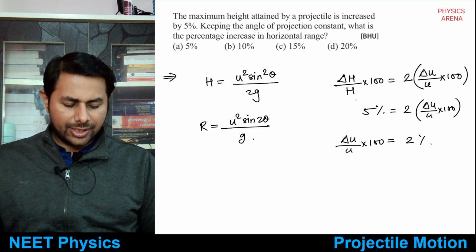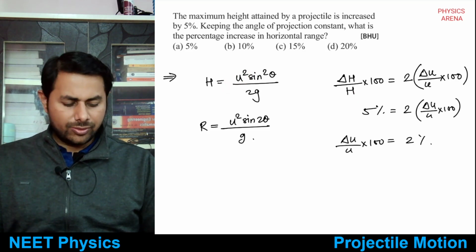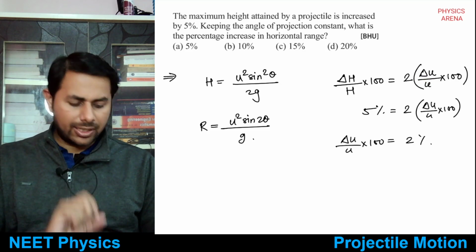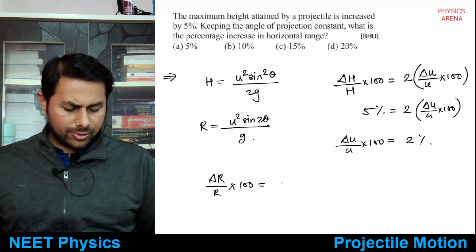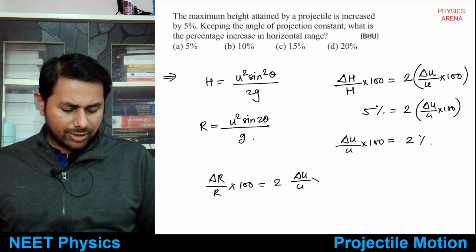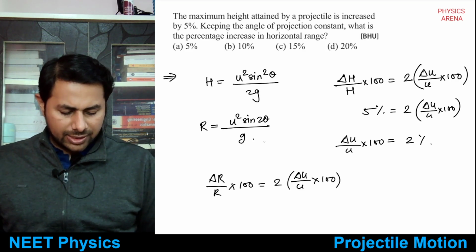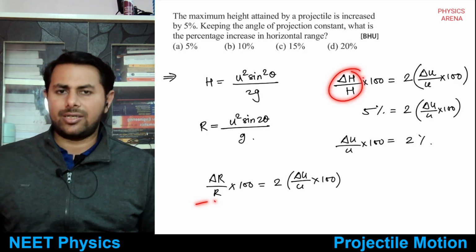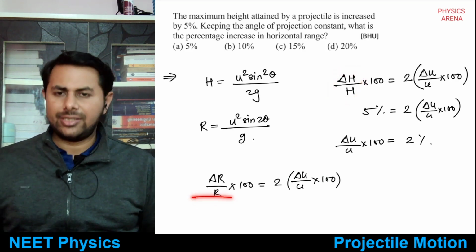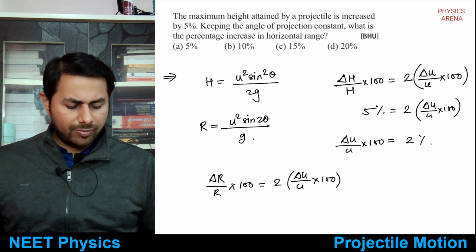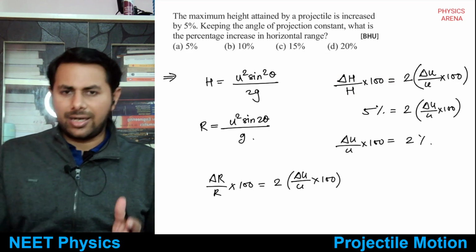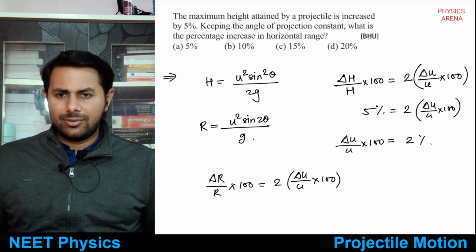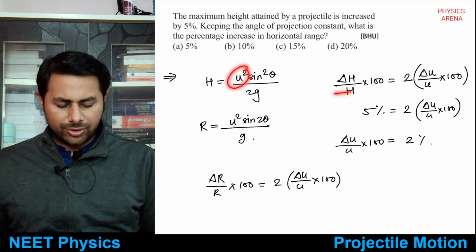So delta h by h times 100 is equal to 2 times delta u by u times 100, and what will be delta r by r times 100? It is also 2 times delta u by u times 100. So the proportionality is the same. Whatever percentage change is there in h, the same percentage change will be there in r also, because the proportionality on u for both h and r is the same. Both are directly proportional to u square only.